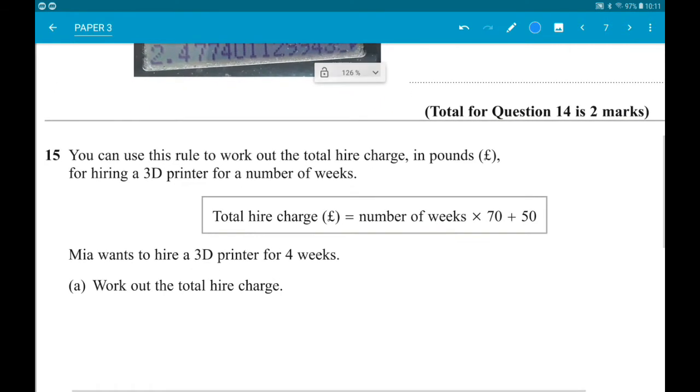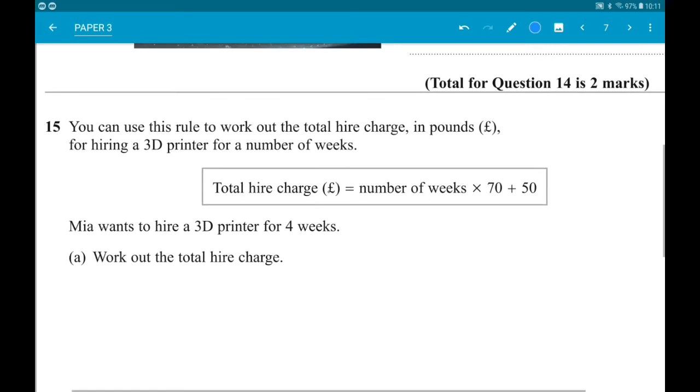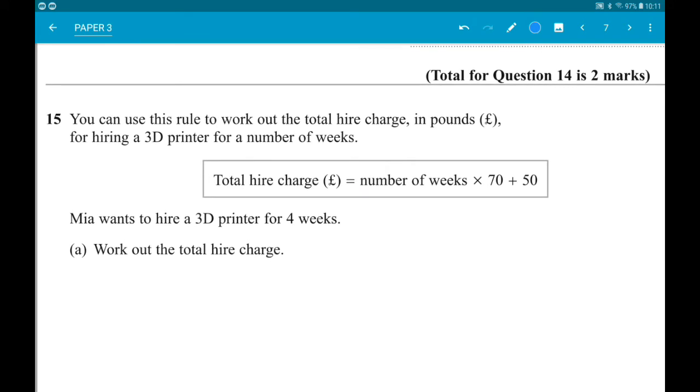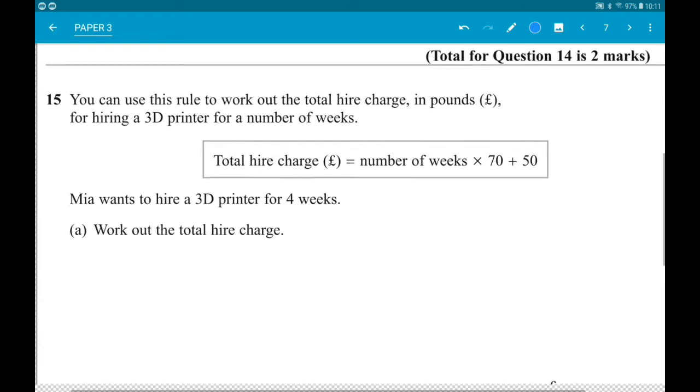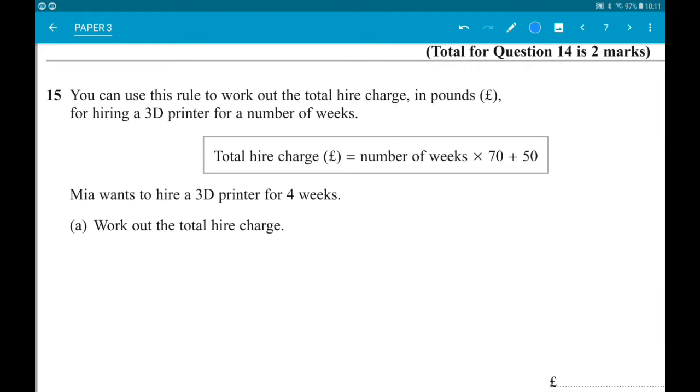Okay, then for number 15, you can work out the total hire charge in pounds for hiring a 3D printer for a number of weeks. So the total charge is the number of weeks times 70, add 50. Part A. Mia wants to hire a 3D printer for 4 weeks. Work out the total hire charge.